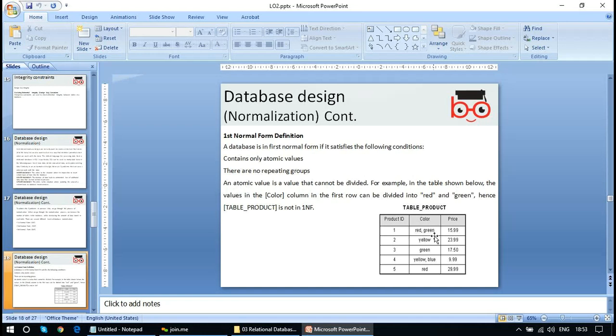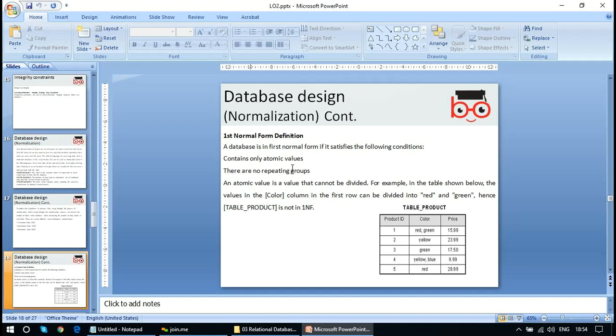An atomic value is a value that cannot be divided. For example, here if you have a look, product ID 1 2 3 4 5, color red, green, yellow, blue, red, price 15, 23. Now look here: product ID 1 has two colors, red and green. Product ID 4 has yellow and blue.